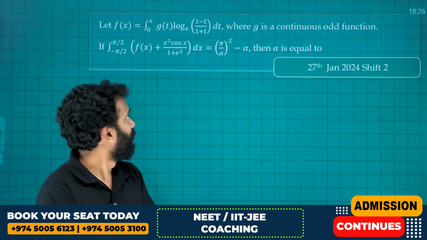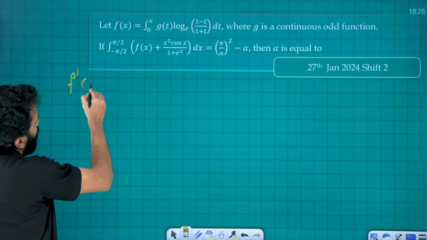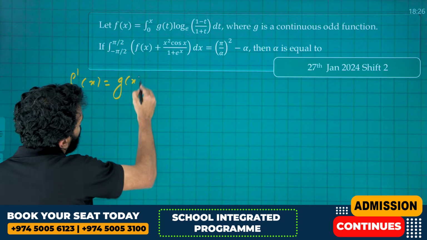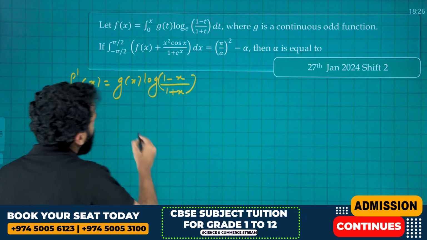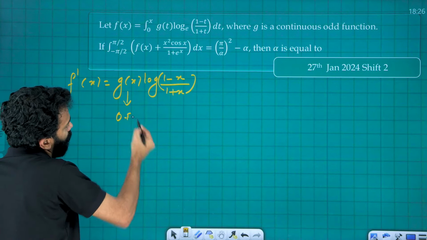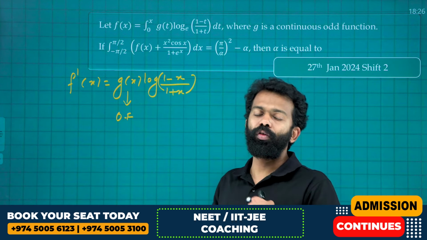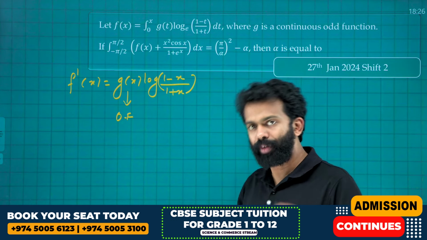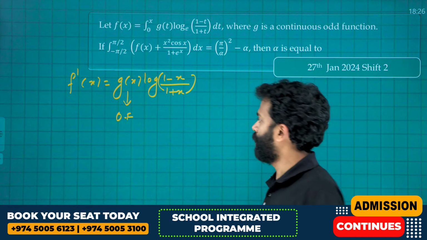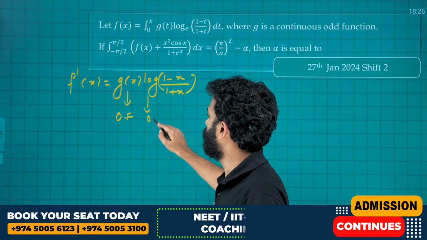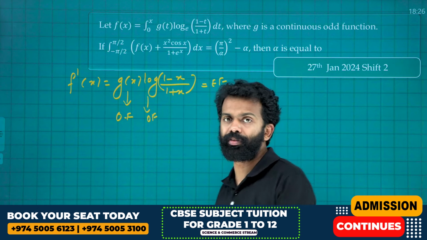Let's do one thing. Let's go for f, just differentiate this. What will you get? F dash of x is equal to g of x into log (1 minus x) divided by (1 plus x). They have given that g of x is which function? Odd function. What about this one? Have we gone through this function log (1 minus x) by (1 plus x) before? Actually, it is an odd function. If it is log (1 plus x) divided by (1 minus x) also, then also it will be which function? Odd function. Okay. So, basically an odd function into odd function. So, the result will be what?